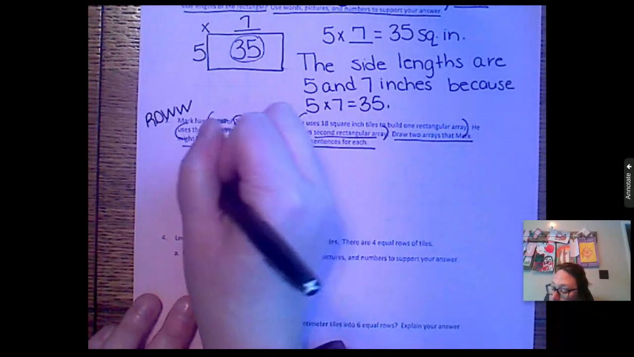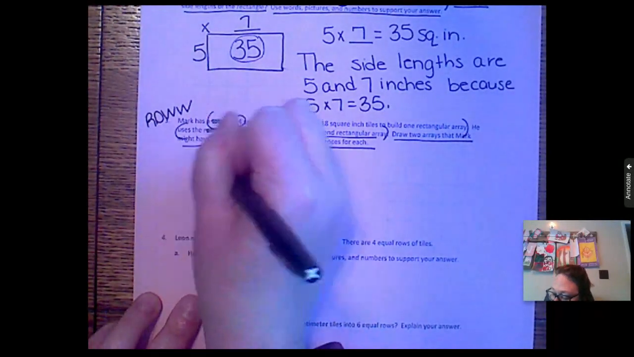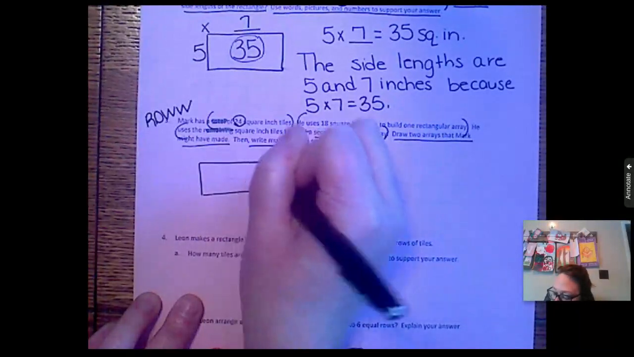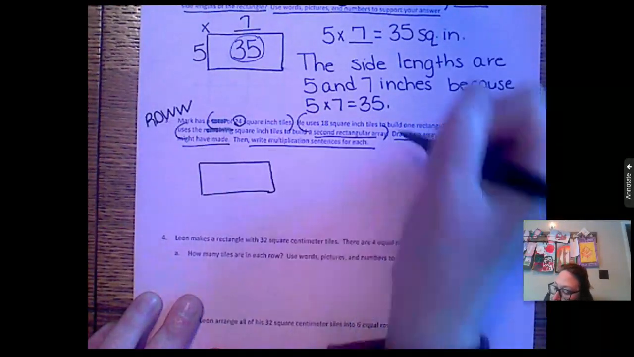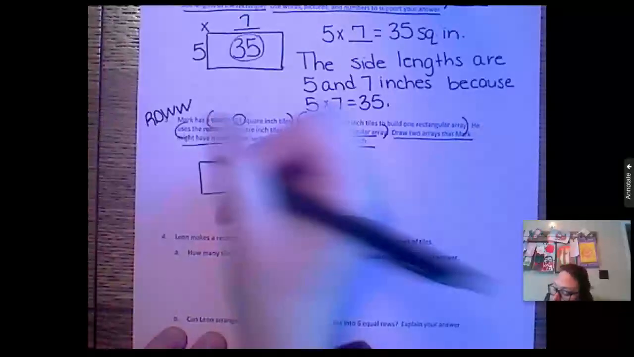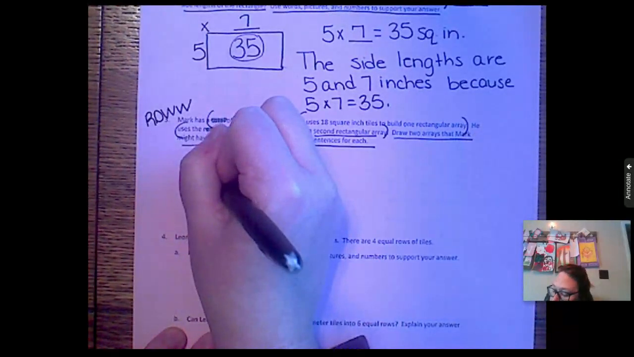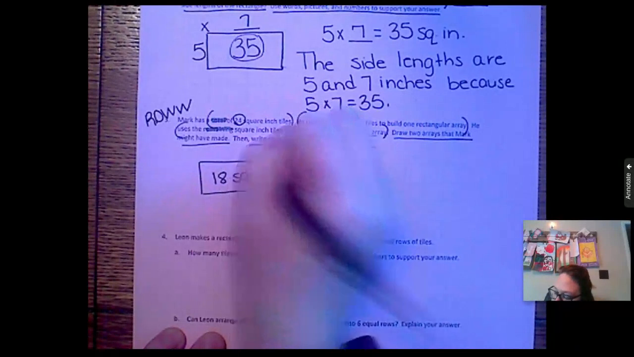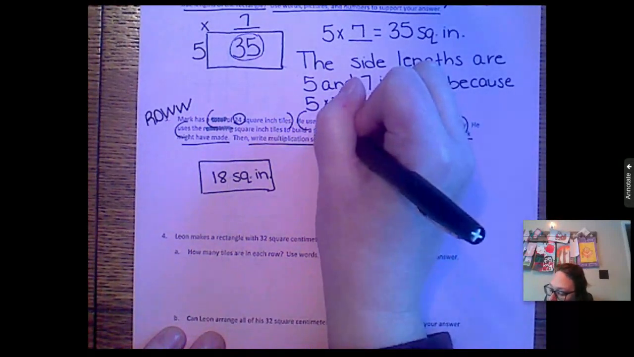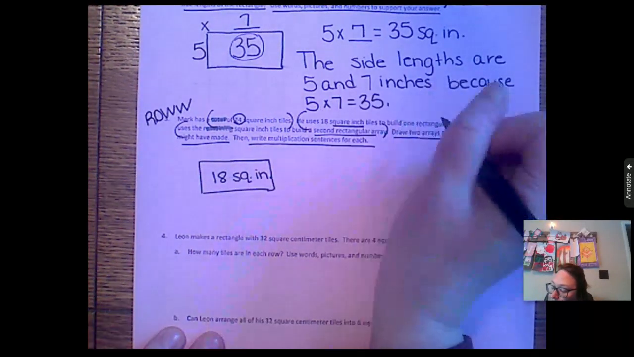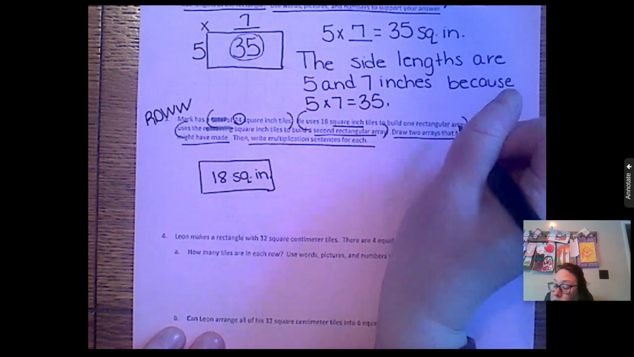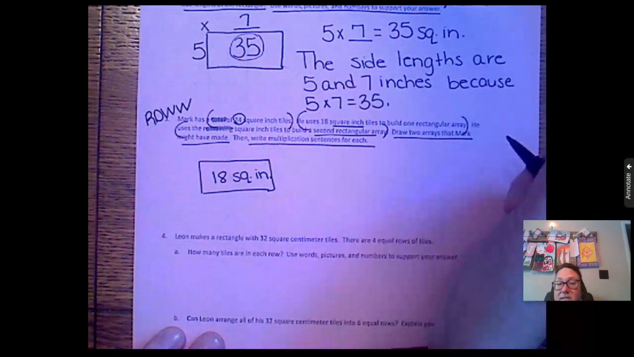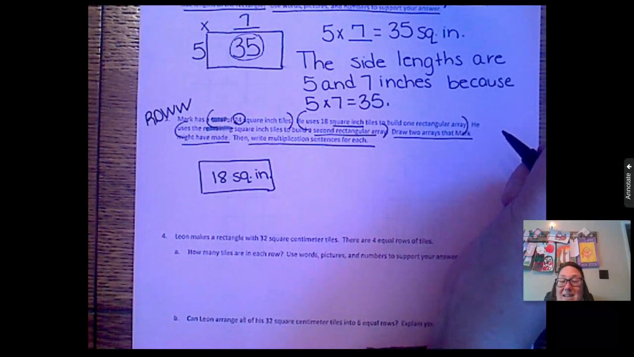So let's draw one rectangle. One rectangular array. We'll do one rectangle. And we know that the area of this one is going to be 18. So let's write 18 square inches. Okay, I know that they're square inch. He uses 18 square inch tiles to build one rectangular array. So the area of this one is 18. He uses the remaining square inch tiles to build a second rectangular array.